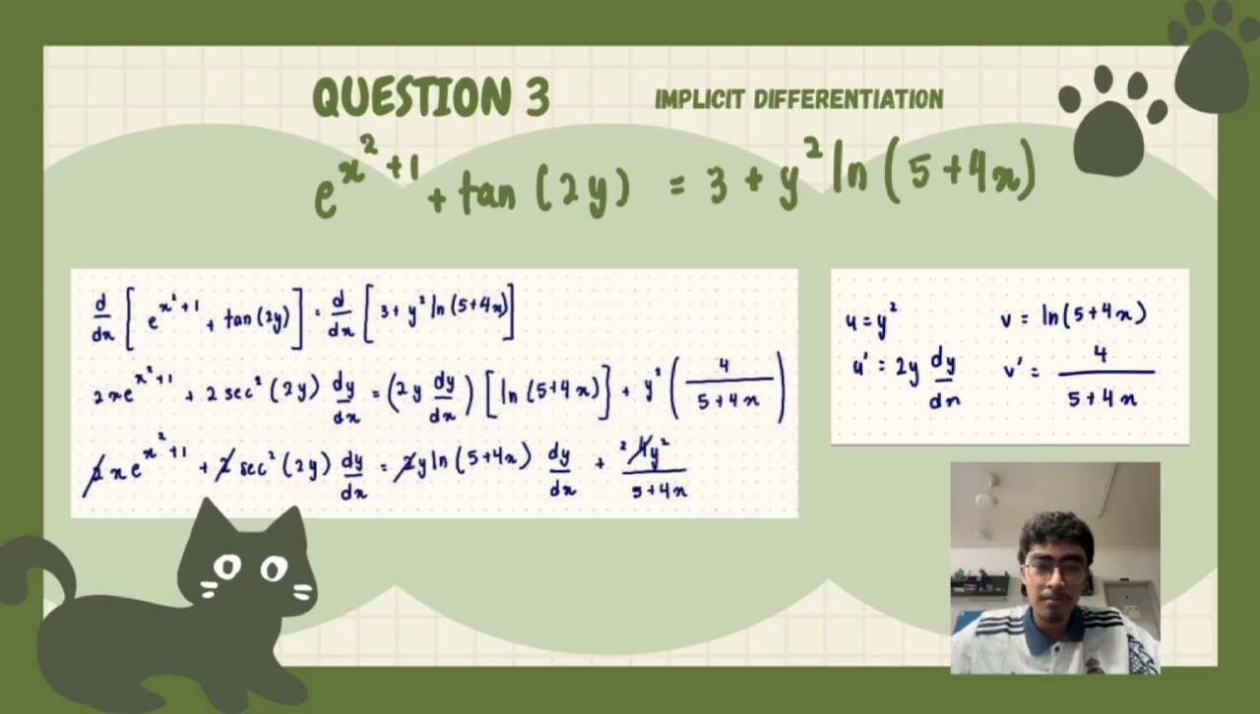For y squared ln(5 plus 4x), we use the product rule. So let u equal y squared, differentiate the u, we get u prime equals 2y dy over dx. Then v equals ln(5 plus 4x), differentiate the v, we get v prime equals 4 over 5 plus 4x. Then we substitute into the product rule. We get 2y ln(5 plus 4x) dy over dx plus 4y squared over 5 plus 4x.